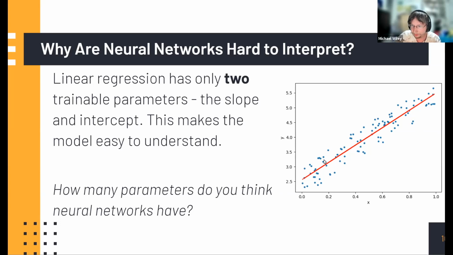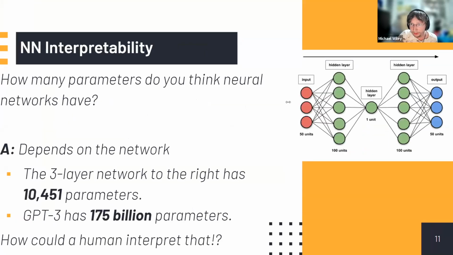Now let's think of this in the context of a different type of model, such as the neural network. We said linear regression has two parameters, but how many does a neural network have? You can post some guesses in the chat, but of course, the number of parameters that a neural network has is very dependent on the neural network that you build. So let's take a quick look at that. We have a very simple neural network over here on the right.